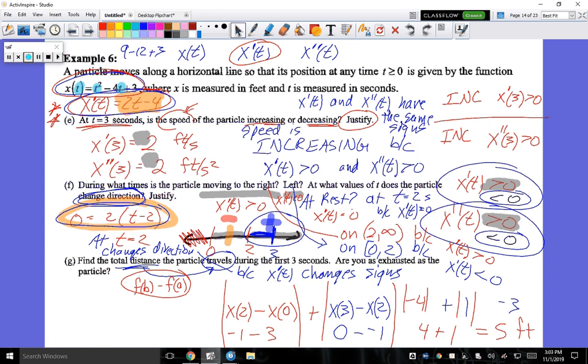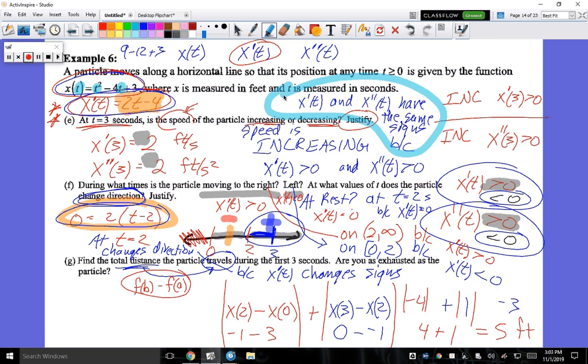So the fact that they're both positive, remember that justification, don't use the physics justification. It's going to be written as because x prime of t and x double prime of t both have the same signs. Okay, and we wrote that right here. Okay, and they can both be negative, they can both be positive.